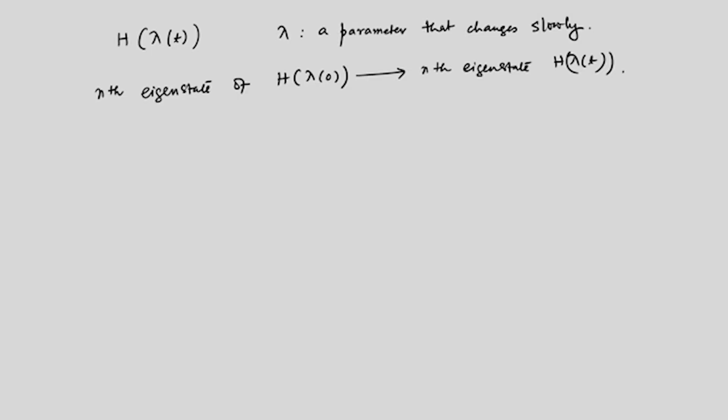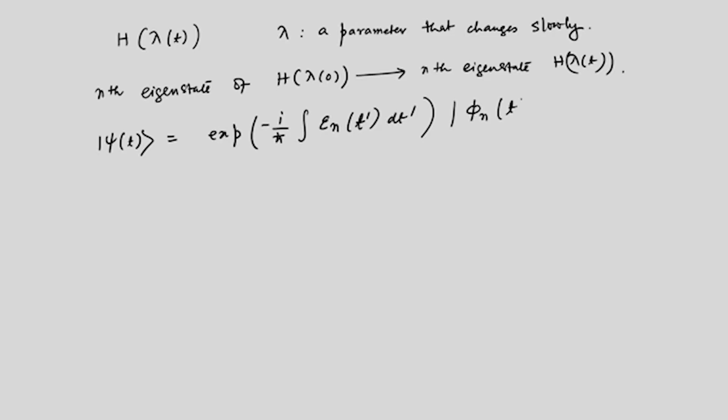And the wave function can be written as, this is from our experience, that it picks up a phase, of course with psi at 0, we will write that in terms of the basis functions. This is minus i by h cross integral of E n t prime dt prime, times phi n of t. Of course, the phi n's are the basis sets. So you have H of t and phi n of t.